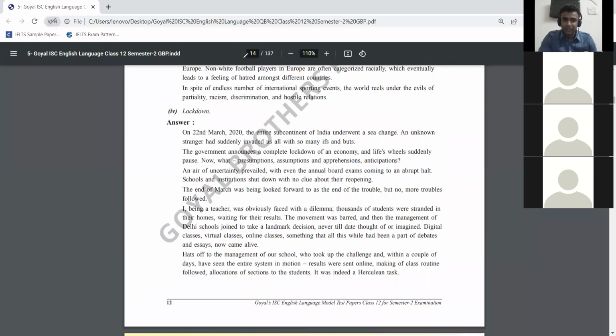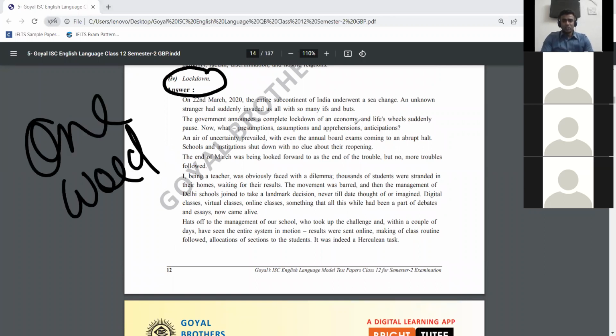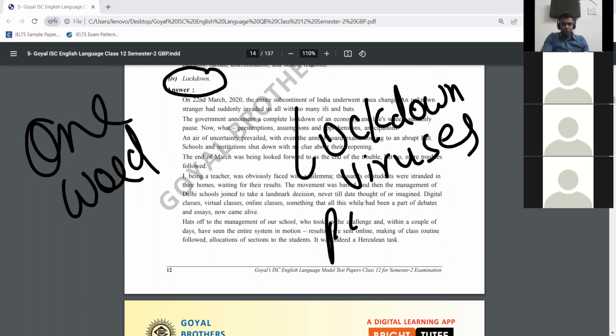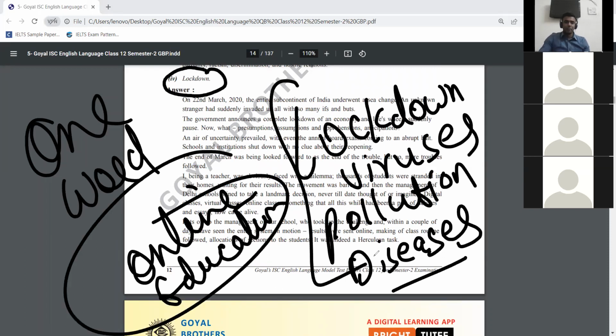Yes, sir. Okay. Now comes this, a little bit easy. One word. And believe me, students who are going to appear for the board exams this year, that is just after 2 days, please prepare something on lockdown or viruses or pollution, diseases, online education. These are few important topics for you people. Go for it. You can write it down. One word description: lockdown, viruses, pollution, diseases, online education.